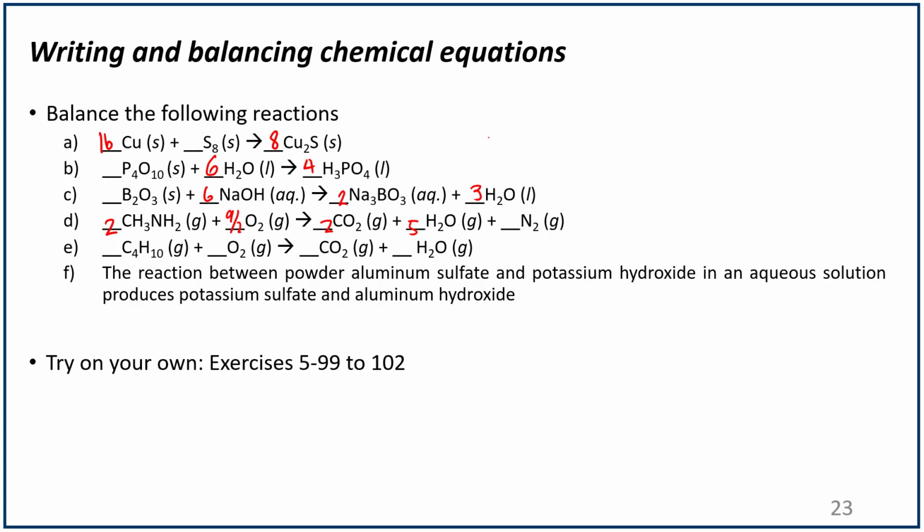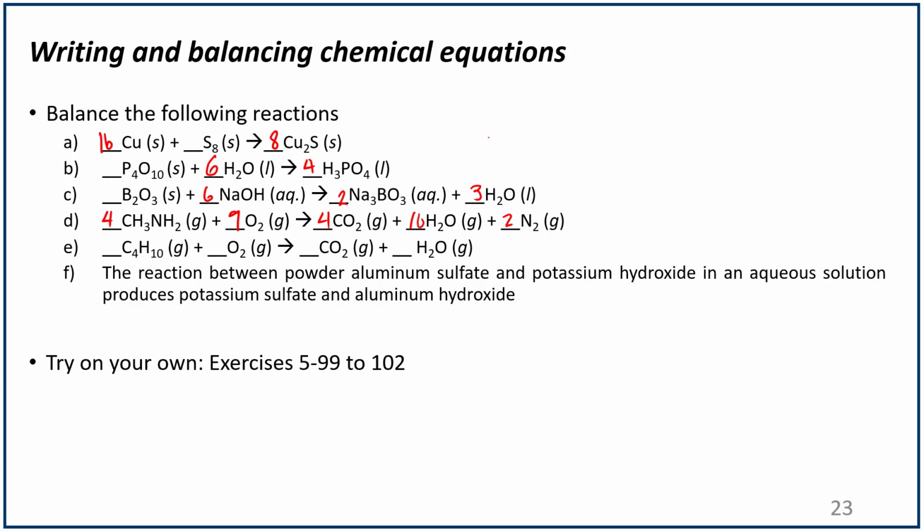You may end here actually, but I actually don't like working with fractions. So to get rid of this fraction, we have to multiply all of those stoichiometric coefficients by 2. If we do that, we're going to get here 4. 9 halves times 2 is actually 9. Then this one becomes 4. This one becomes 10. And this one becomes 2.